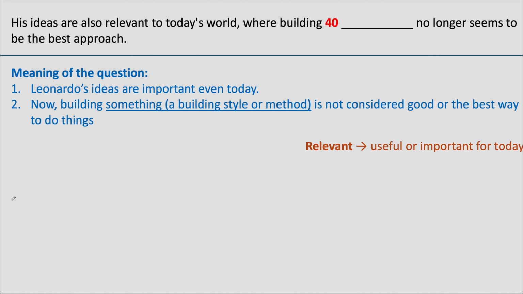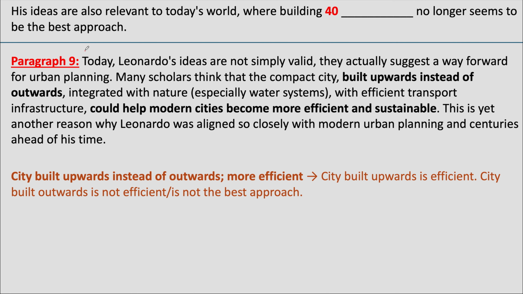The question says, Leonardo's ideas are important even today. Then it says, now, building something is not considered the best approach or method. So, building what thing is not considered good now? The first sentence of the paragraph says the same thing as the first sentence of the question. His ideas are relevant. The answer is spread over this paragraph with a lot of extra information.